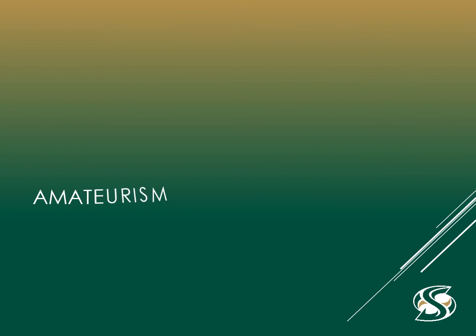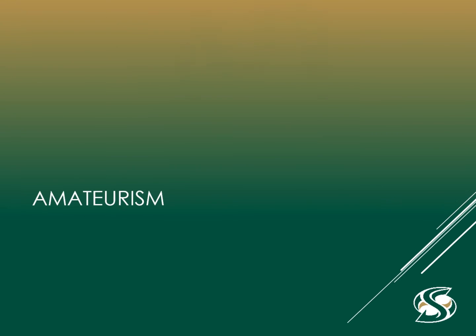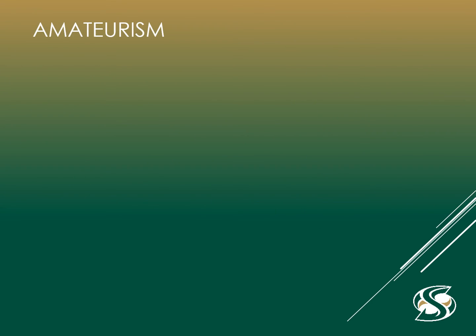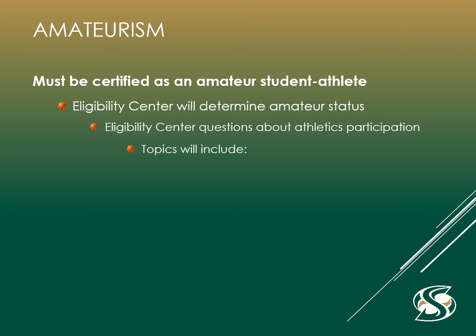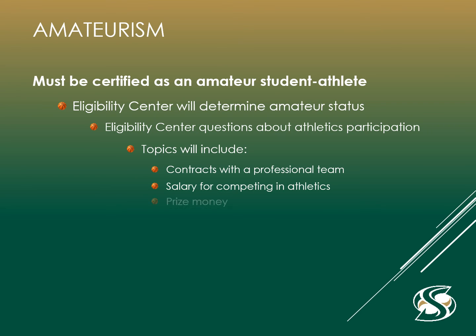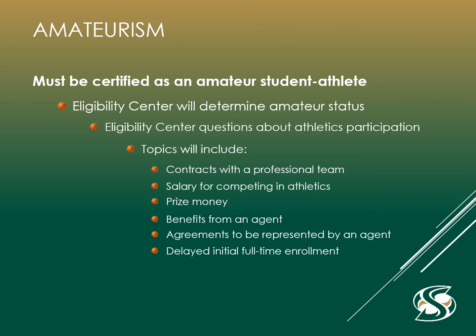Amateurism. Next in the initial eligibility process is amateurism. You must be certified as an amateur student athlete to compete with the NCAA. The NCAA Eligibility Center will determine your amateur status. A series of questions will be asked about your athletics participation. The topics will include contracts with a professional team, the salary for competing in athletics, prize money, benefits from an agent, agreements to be represented by an agent, delayed initial full-time enrollment, and training expenses.